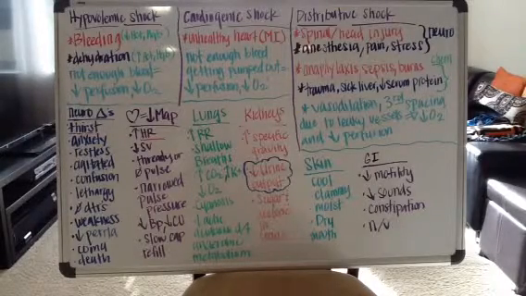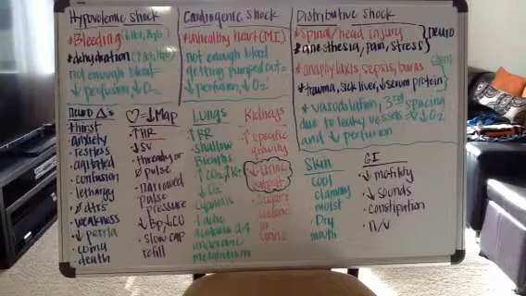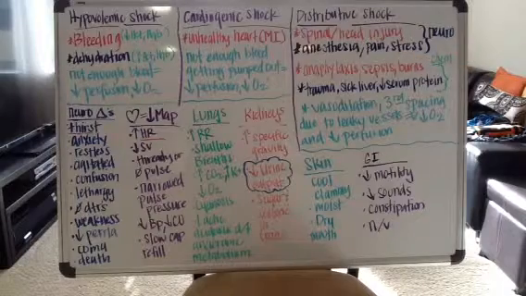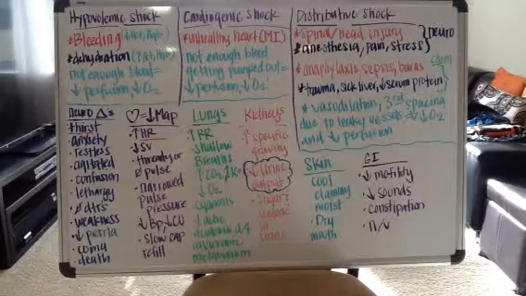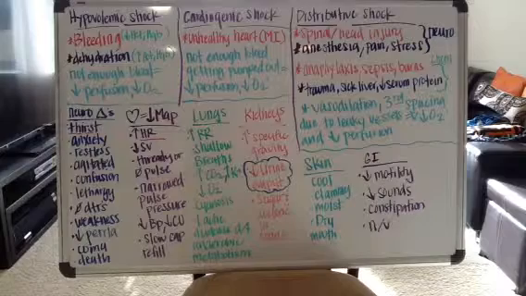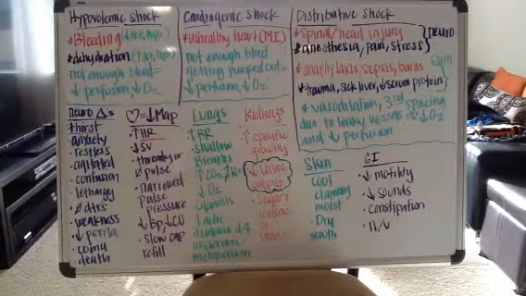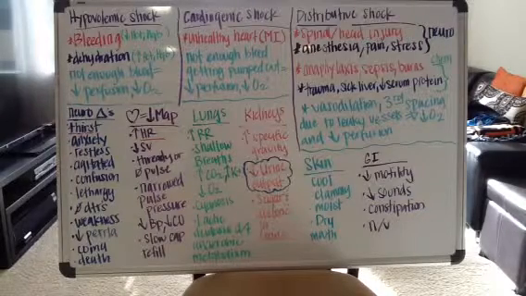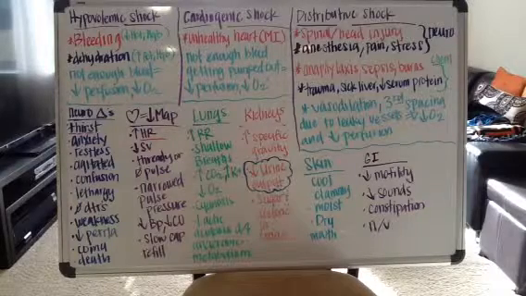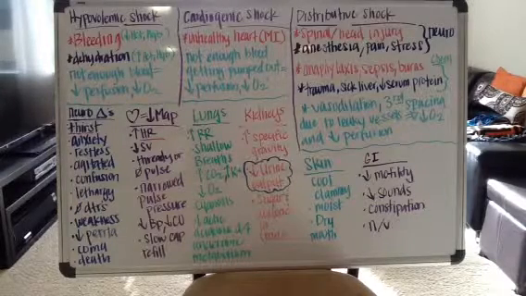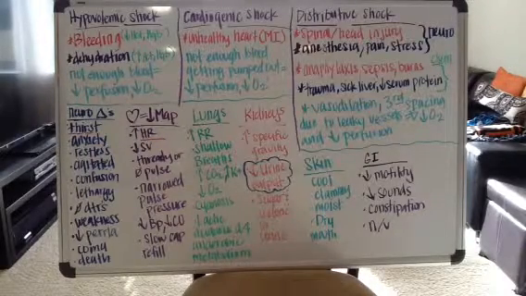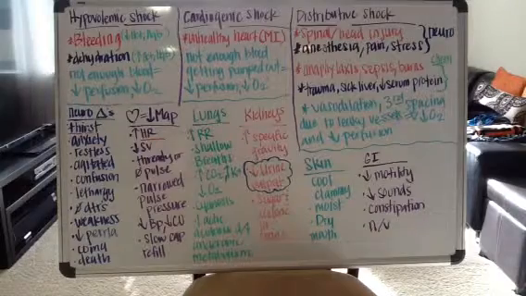And neural type problems like a spinal injury or head injury or even anesthesia or severe pain or severe stress can cause a decrease in the sympathetic stimulation, so causing just less muscle tone in your vessels, and that causes a type of vasodilation as well.